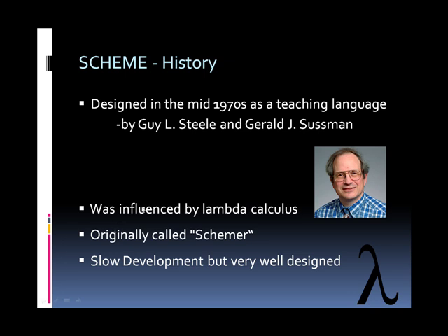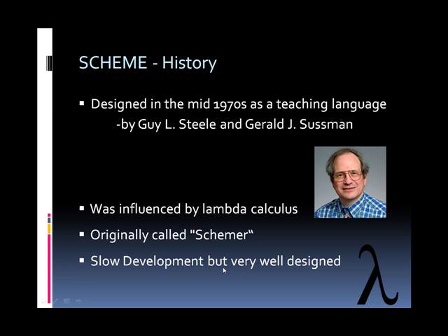Scheme was influenced by lambda calculus, which is one of the first functional programming languages in the world, Algol, from which Scheme inherited static scope, and Lisp, from which Scheme inherited the syntax. Scheme started as an attempt to understand Carl Hewitt's actor model. It was originally called Schemer, in the tradition of other Lisp-derived languages like Planner.